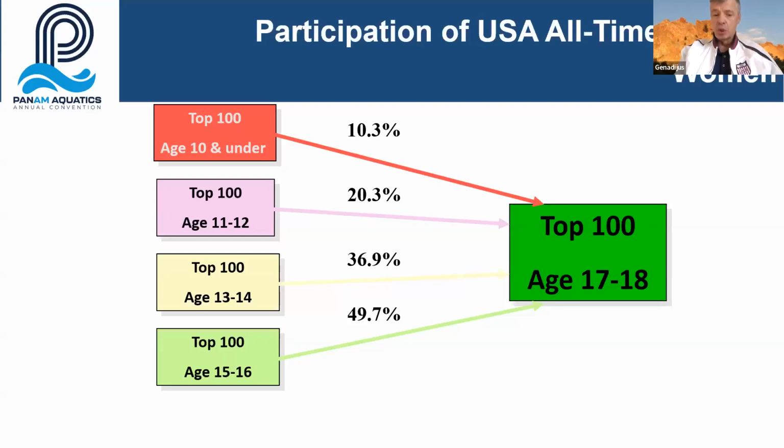Same with other age groups. At 11, 12, we're losing 80% of young champions. At 13, 14, we're losing 64% or so of young champions, basically two thirds. At age 15, 16, that's only two years difference to age 17 and 18, we're still losing 50% of young champions who are swimming really fast at age 15, 16.